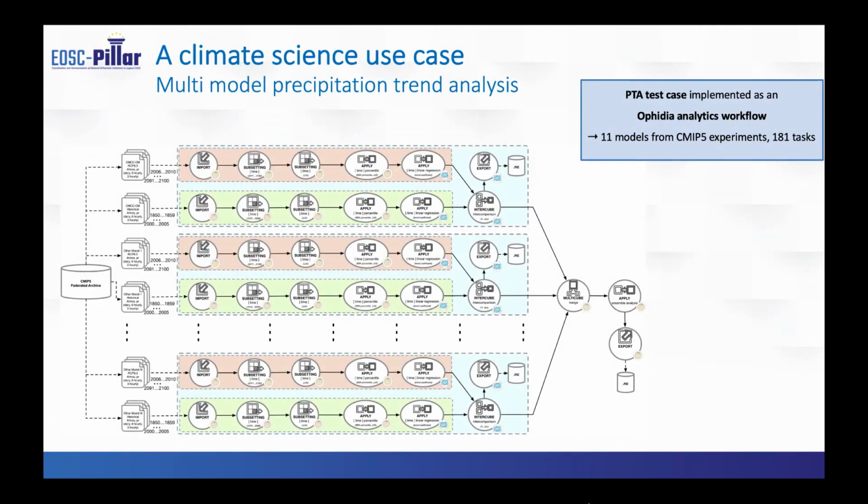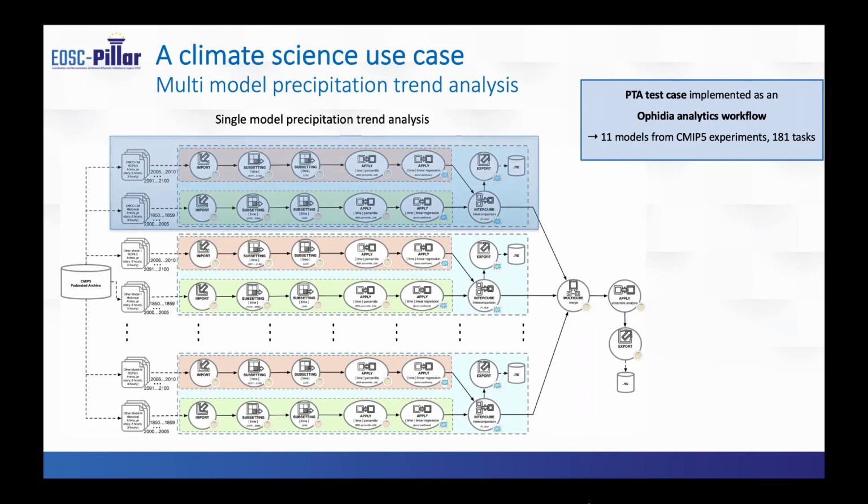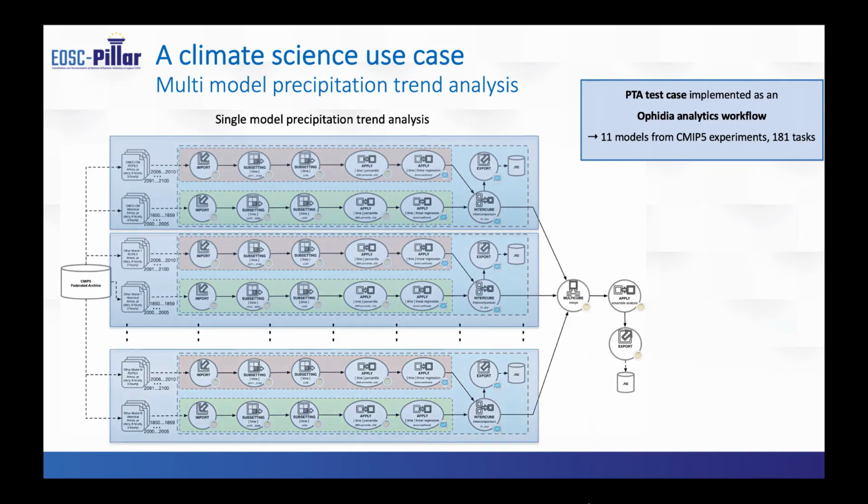As a test case, we selected a multi-model precipitation trend analysis, which has been implemented as an Ophidia analytics workflow and executed on 11 climate models from the CMIP5 experiment for a total of about 200 tasks. The analysis consists of two main steps. The first includes a number of identical sub-workflows, each associated with a specific climate model. The second is the final workflow to perform a statistical analysis on the output of each previous sub-workflow.